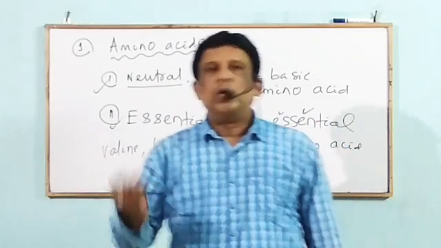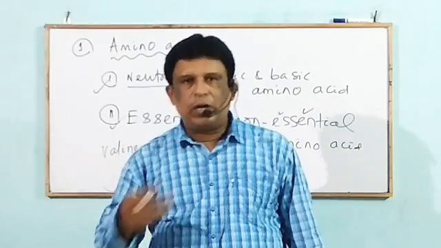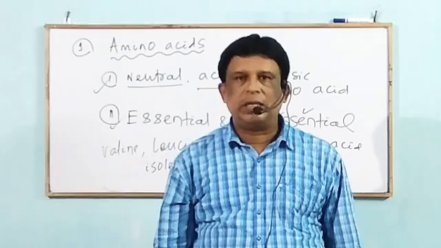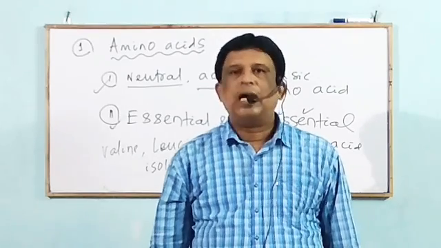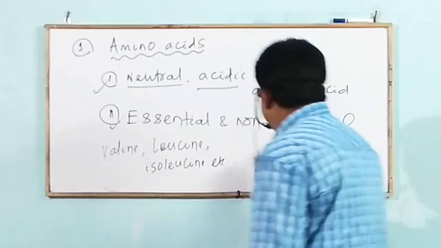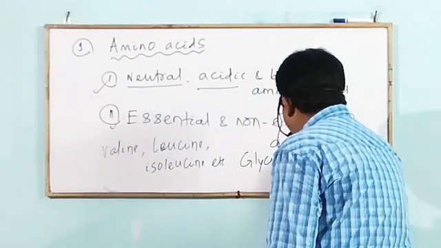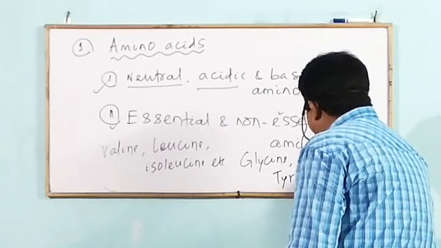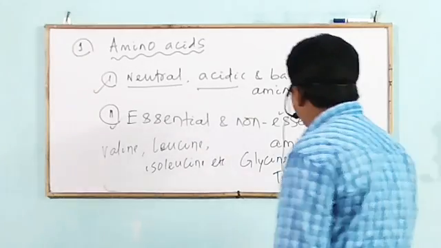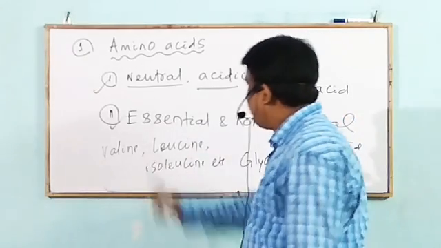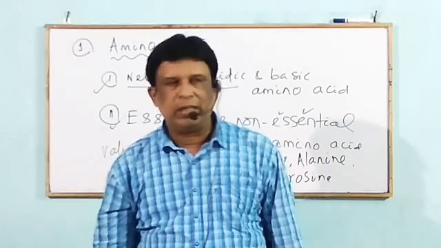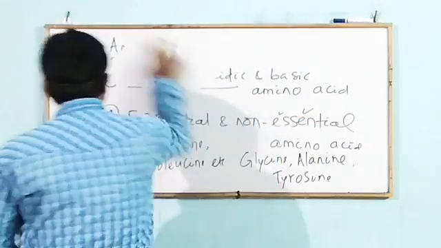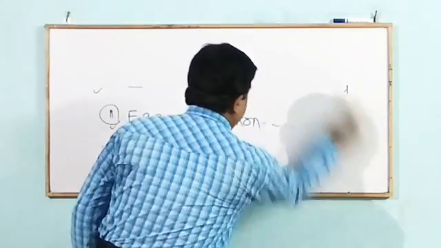Those amino acids which are synthesized by the human body, not necessary in the form of diet, are known as non-essential amino acids. For example, glycine, alanine, and tyrosine. These are some examples of non-essential amino acids, and those are some examples of essential amino acids. Next we discuss peptide and polypeptide.